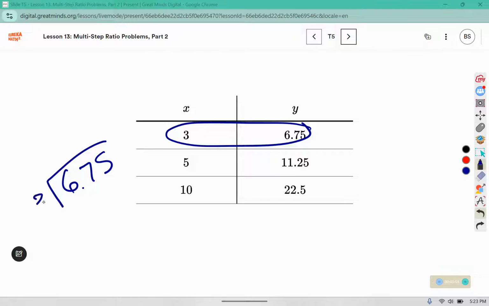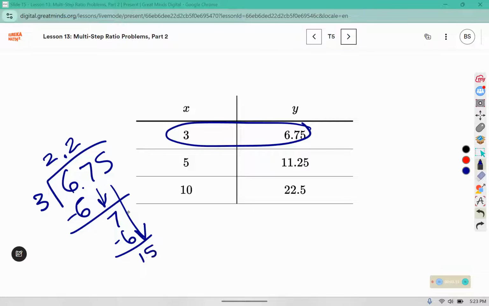675 divided by 3. That fits into there twice. 3 fits into 7 twice. And 3 fits into 15 5 times. So our k value is 2.25, and our equation will say y equals 2.25x.